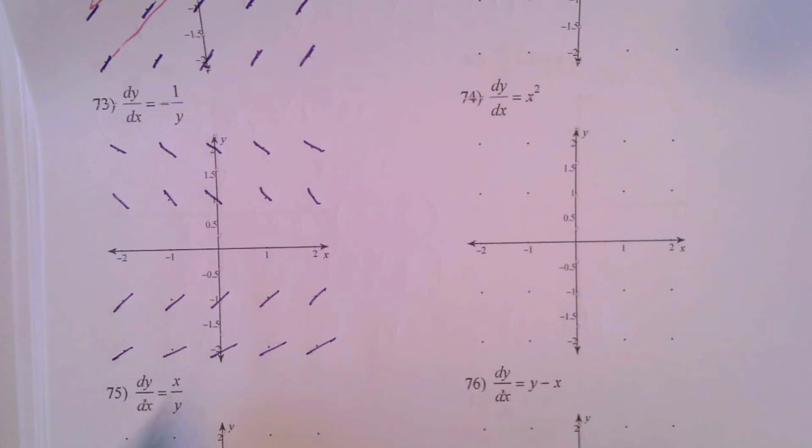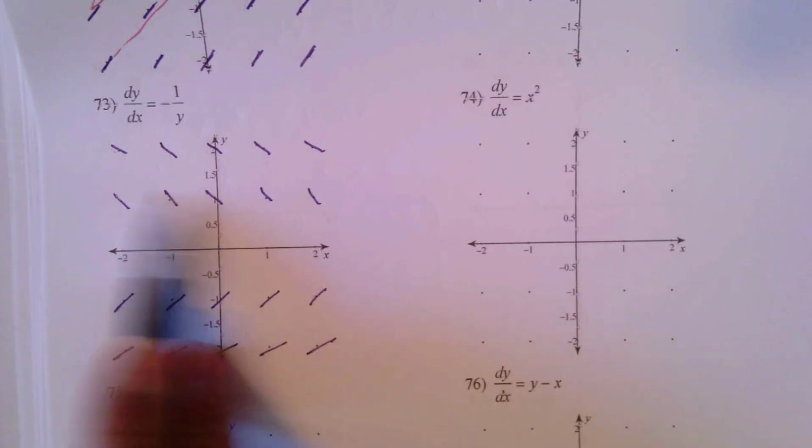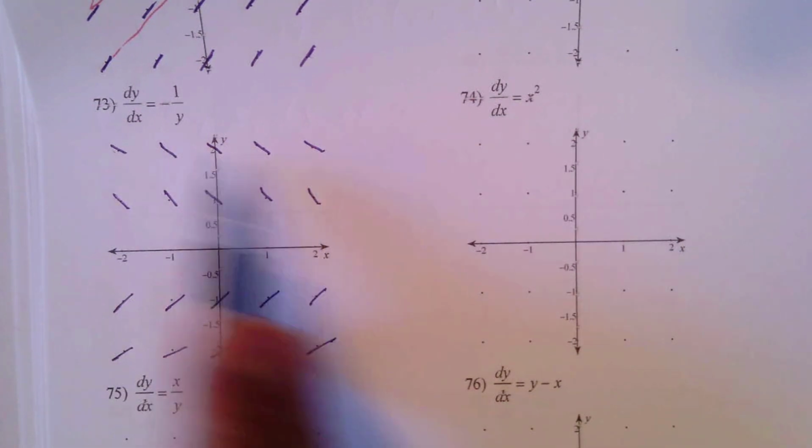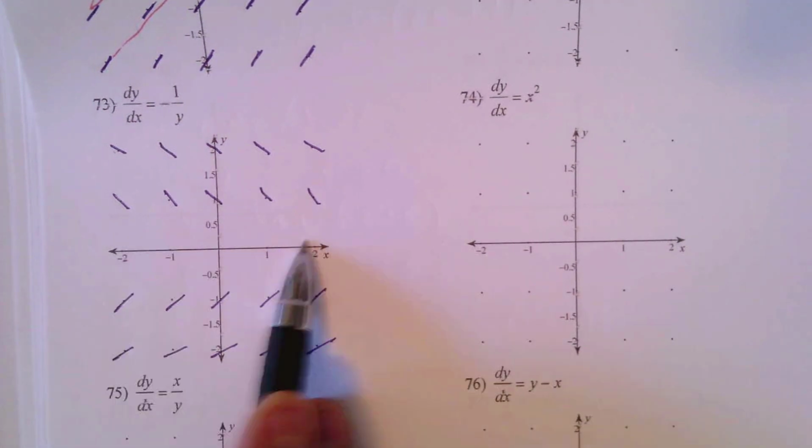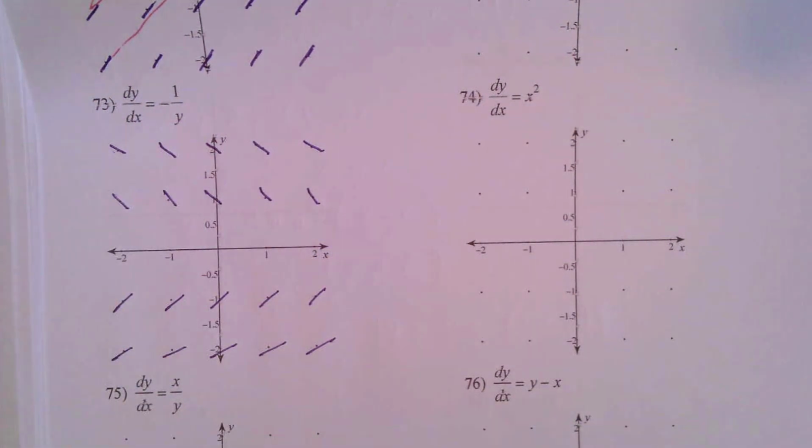These should all be parallel. So going across, they're all parallel. Here they all have a slope of -1. Here they all have a slope of -1/2. Here they have a slope of 1. Here they have a slope of 1/2. And again, there's nothing that we would draw here because it would be undefined.